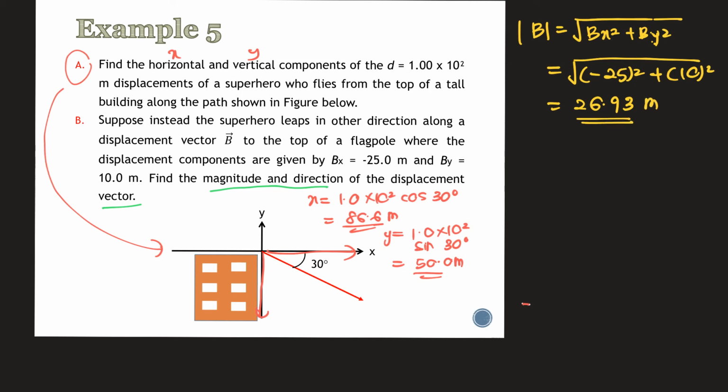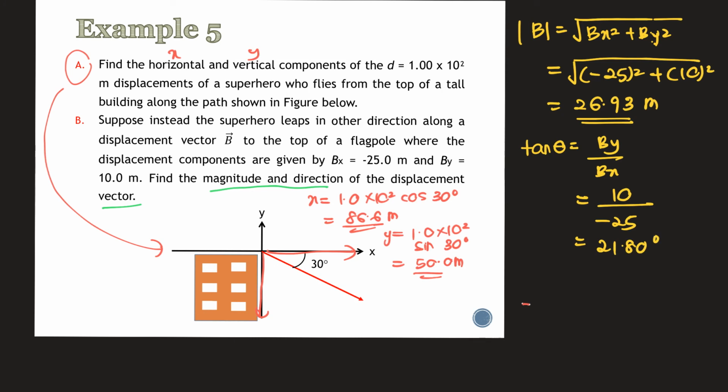And how about the direction? You can use tangent theta because you already have By and Bx, By over Bx. By is 10 meter, Bx is negative 25. Please do not put the negative inside your calculator, only put the numbers. So you're going to get 21.80 degree.